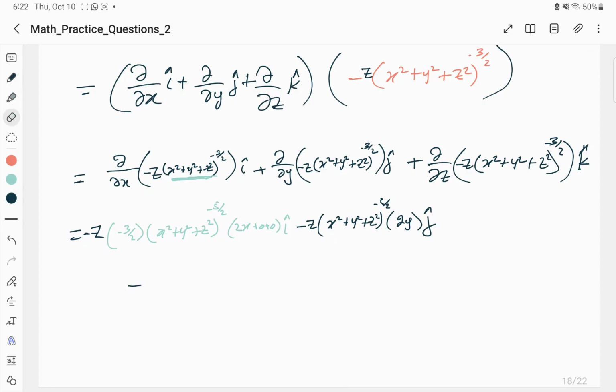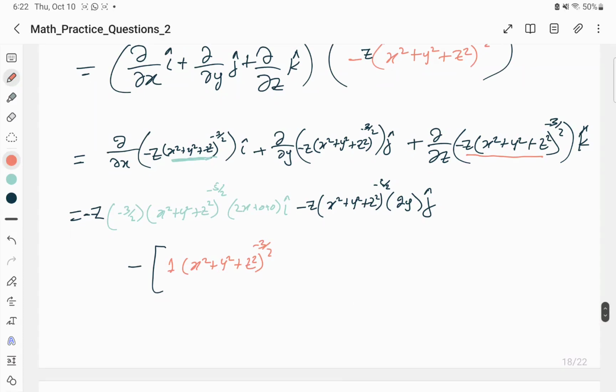First of all, I move this negative outside, and we apply the product rule of the derivative on this expression. So z will remain as it is. Now let's take the derivative of z with respect to z. It will be 1. The second expression will be rewritten as it is, power negative 3 by 2. Then plus z will remain as it is.